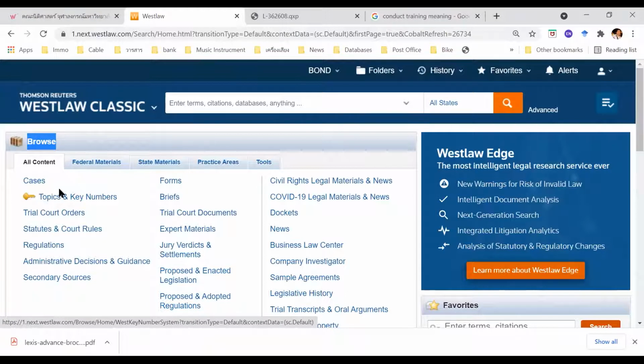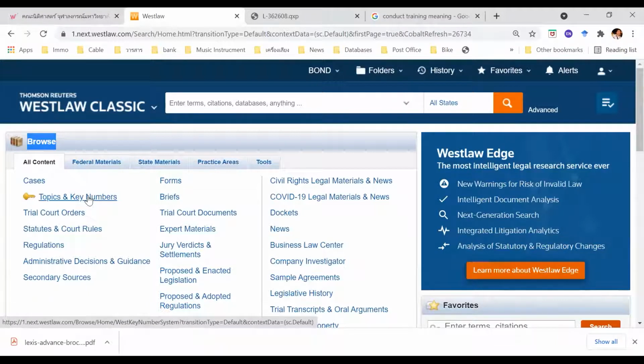So this is also cases, but with a different method of searching. With cases, you have to search with key terms or specific terms, connected with operators. So you start with cases, but you are going to find something related to your topic to get an idea first. I recommend using this one, topic and key numbers.